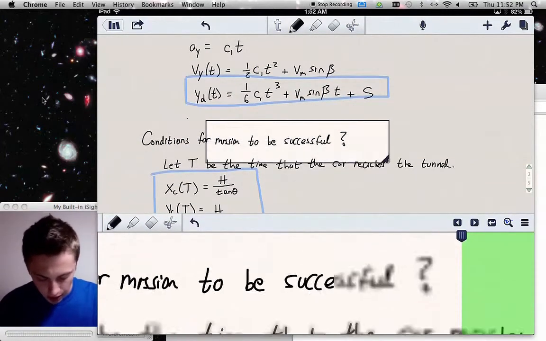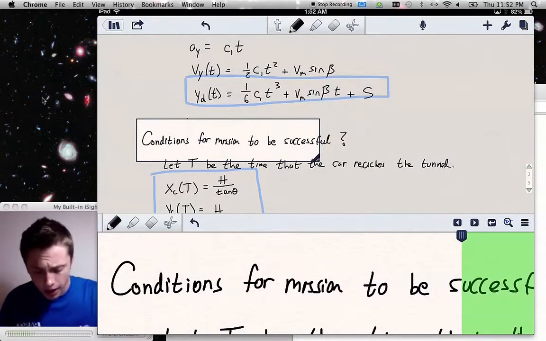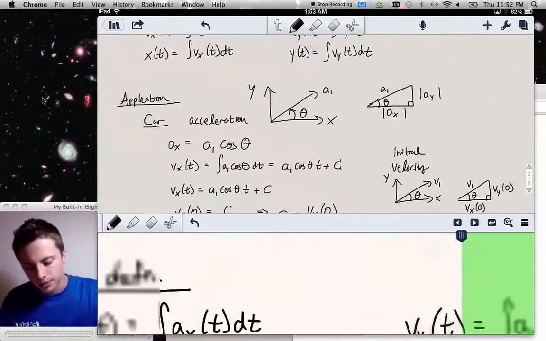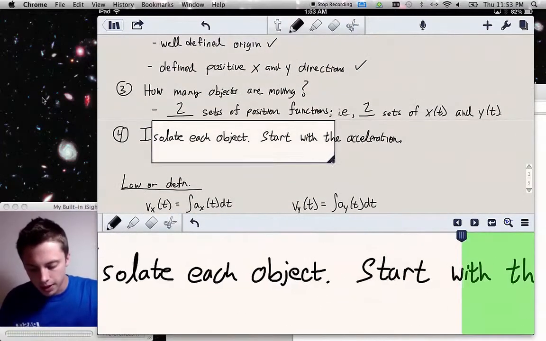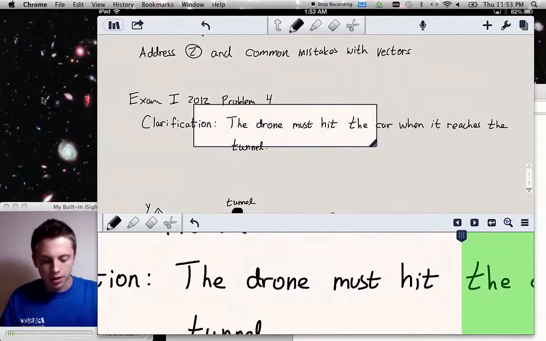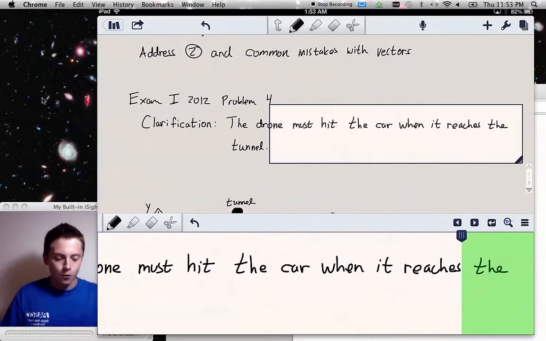Okay. So part C of this problem is, what are the conditions for the mission to be successful? And if you go up to my clarification up here, the problem intends that in order for the mission to be successful, the drone must hit the car when the car reaches the tunnel.